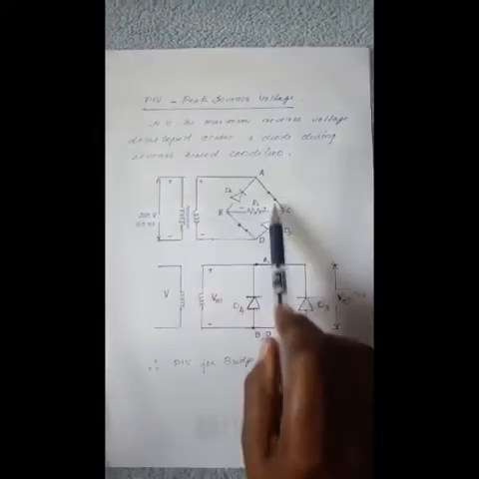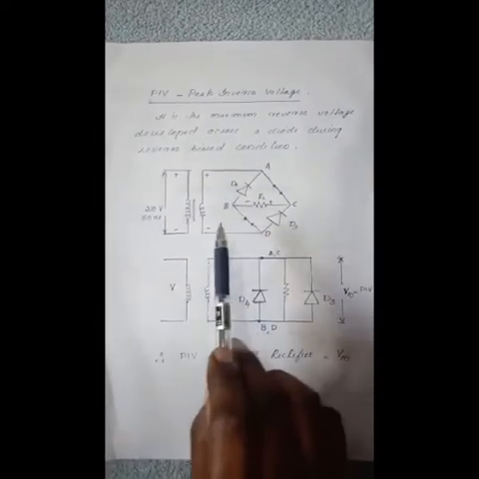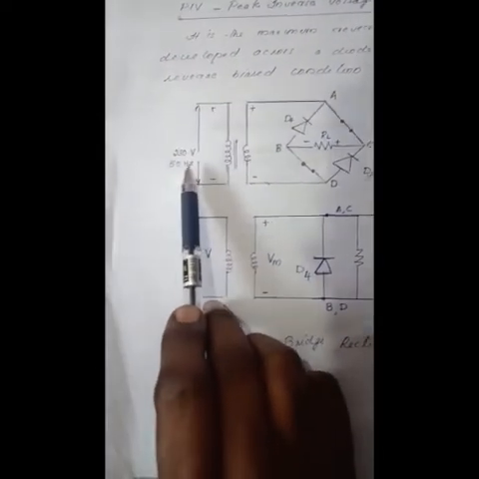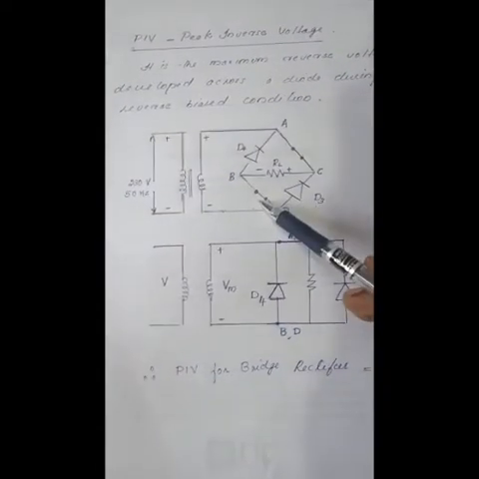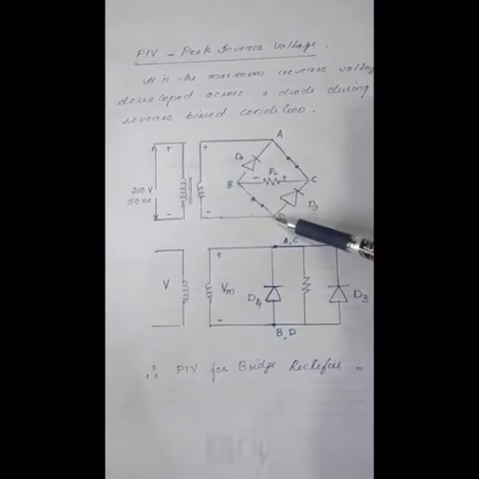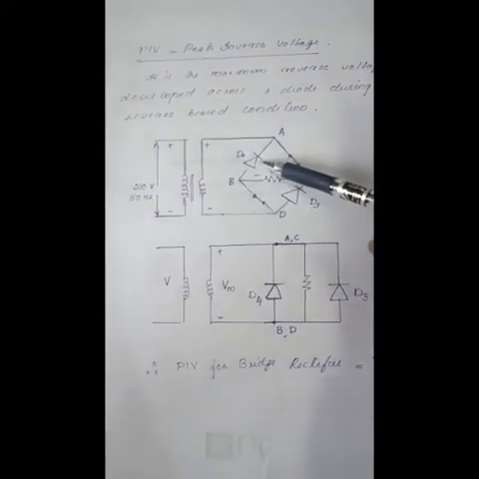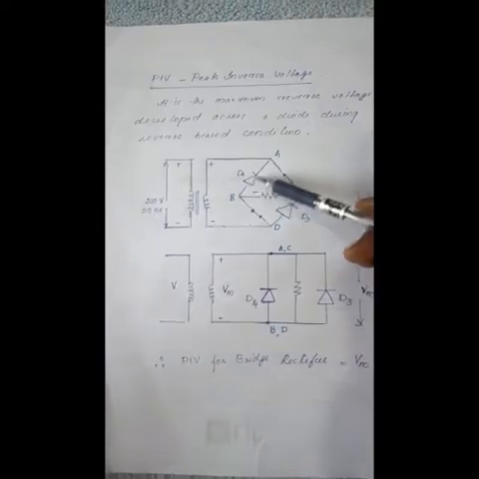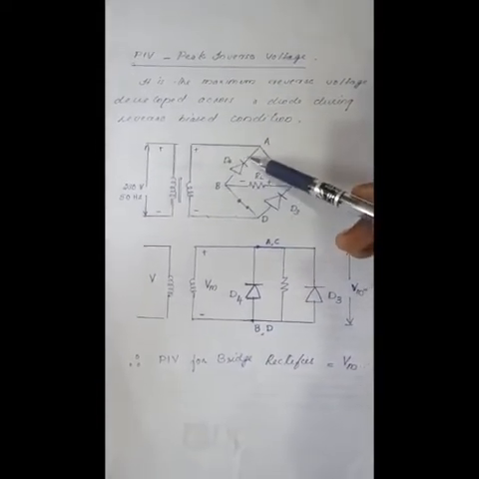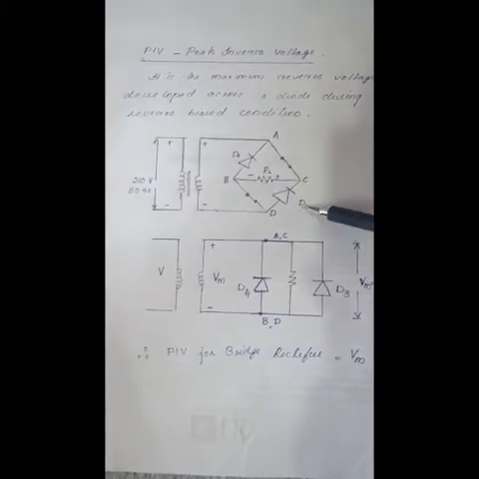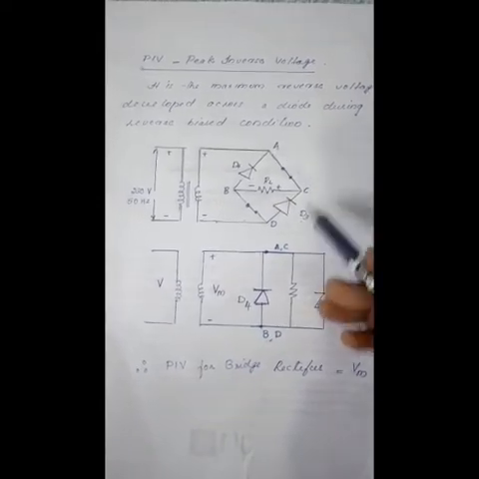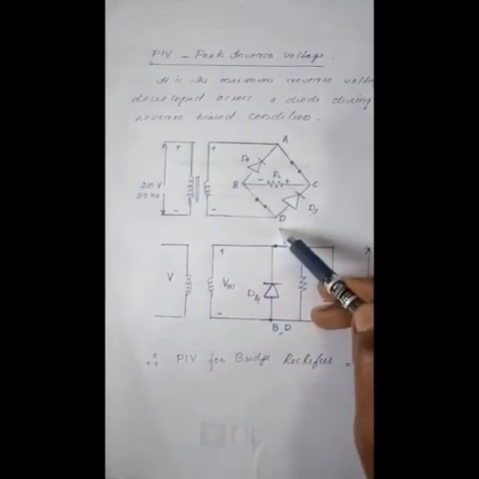So again let us consider the bridge rectifier. This condition I have shown only for the positive half cycle. As I have said, during the positive half cycle, diodes D1 and D2 are forward biased, acting as a short circuit. At the same time, diodes D3 and D4 are reverse biased. Now in this diagram I have not shown it as an open circuit, since we have to find out the voltage developed across the reverse biased diodes, that is D3 and D4. I have indicated the points as A, B, C and D.